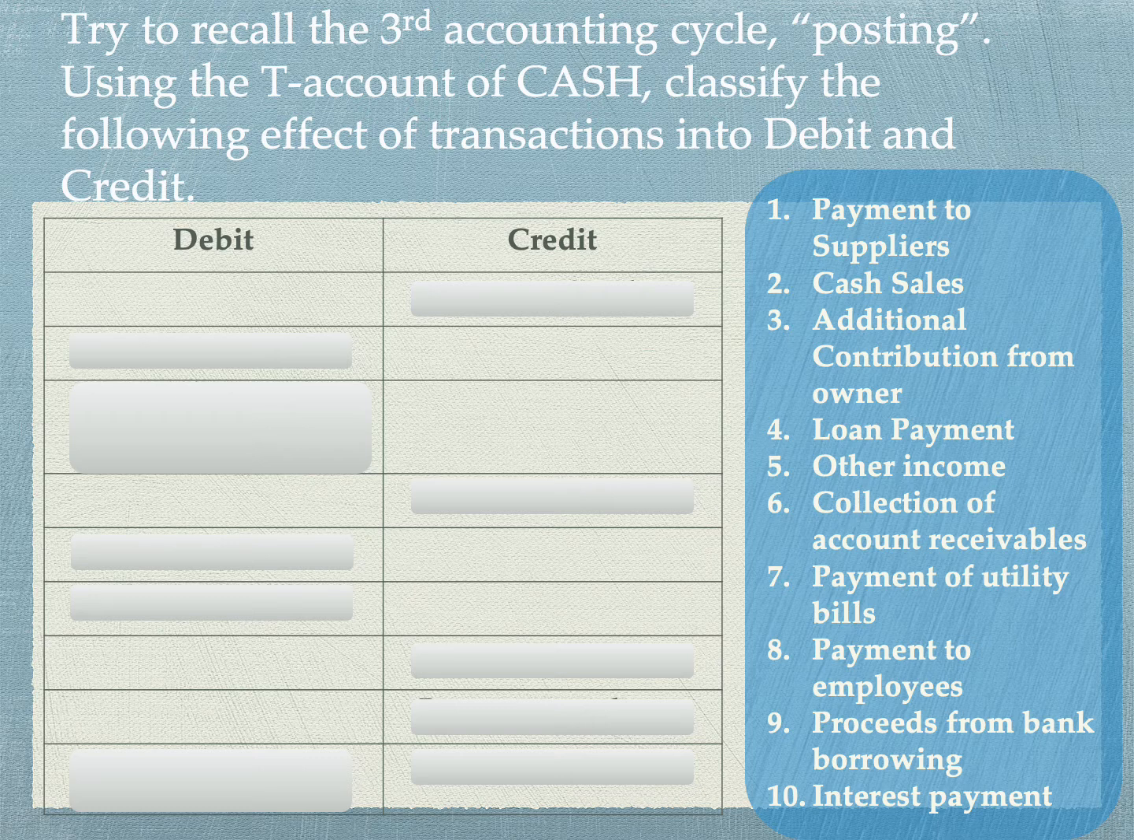Using the T account of cash, classify the following effect of transactions into debit and credit. Example number 1, payment to suppliers. So what is the effect of this transaction to the cash account? Payment means outflow of cash. So, nagbayad, meaning may lumabas na pera.